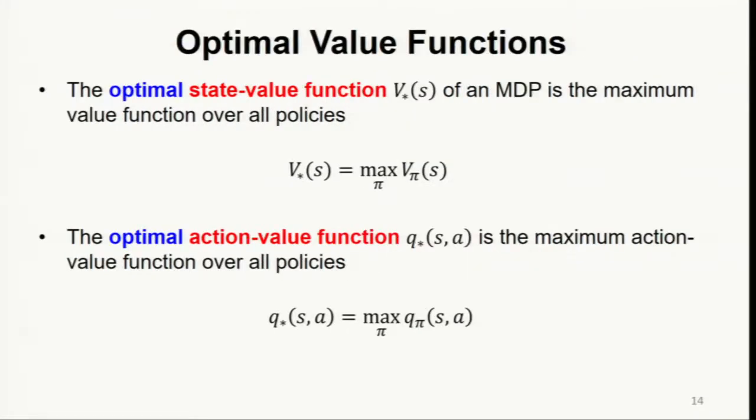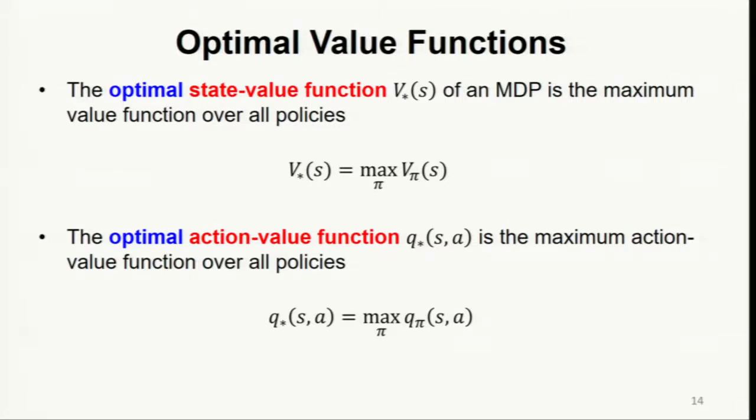The optimal state value function of an MDP is the maximum value function over all policies. Make sense? So the optimal state value function is the maximum value function over all policies. That means you have all different kinds of policies, and now you give me the best one. You have policy 1, policy 2, policy 3. Now in a particular state, you must have a very good policy that gives me the overall maximum return. So this is called V star.